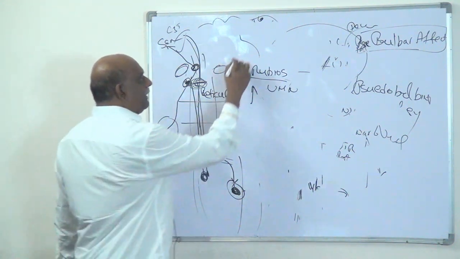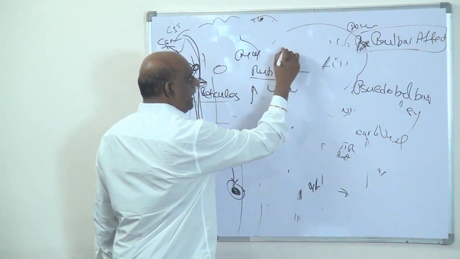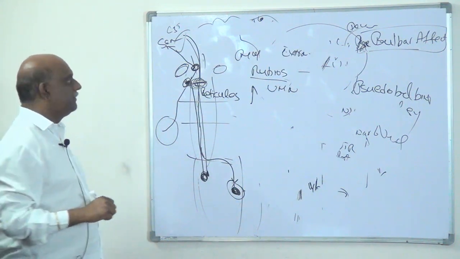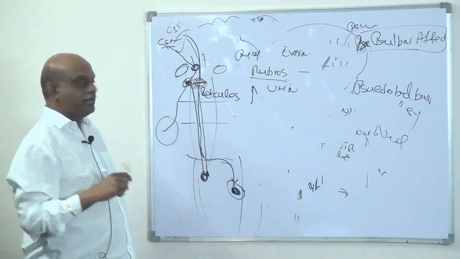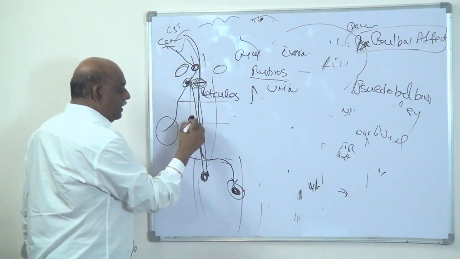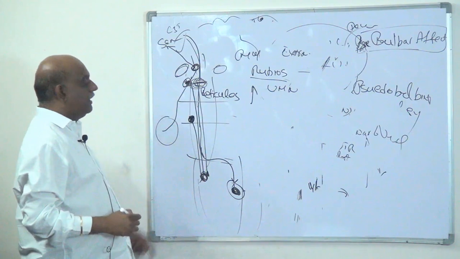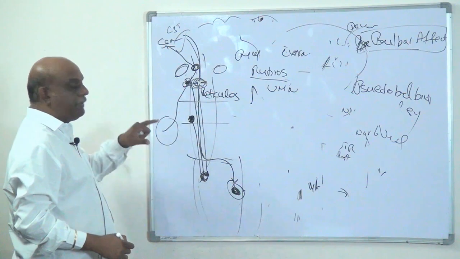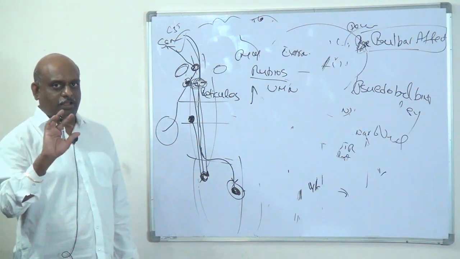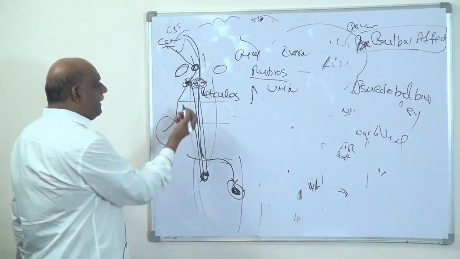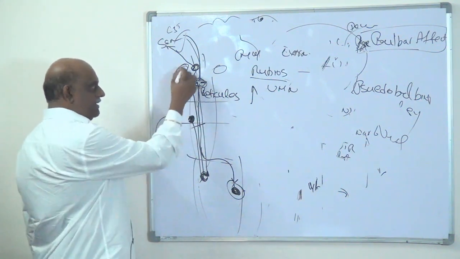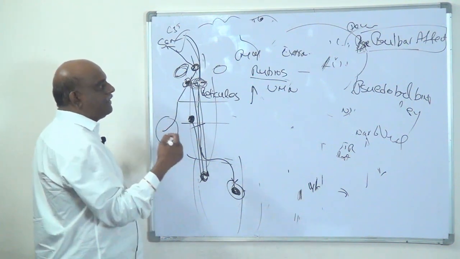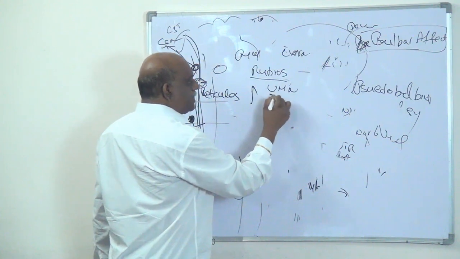What is the difference between pyramidal versus extrapyramidal lesions? What is the main difference? There is one more nucleus, the vestibular nucleus, no? That also sends fibers to the anterior horn cell. So vestibulospinal, rubrospinal, reticulospinal, tectospinal, these four are called the extrapyramidal tract. So any problem that happens to these tracts, like a basal ganglia problem or a vestibular nucleus problem, leads to what is called extrapyramidal weakness.